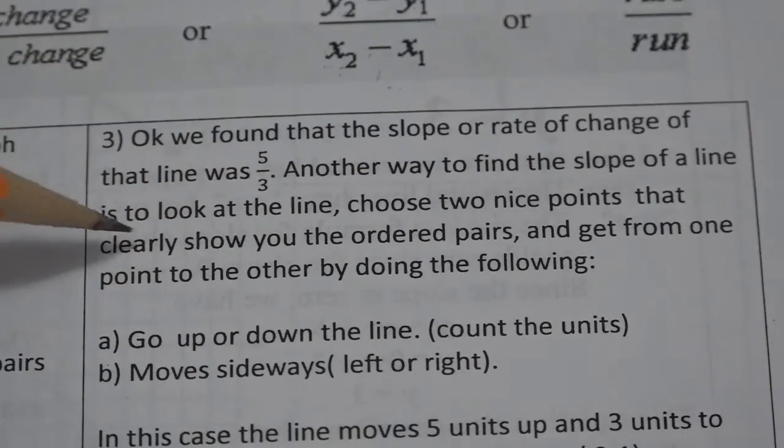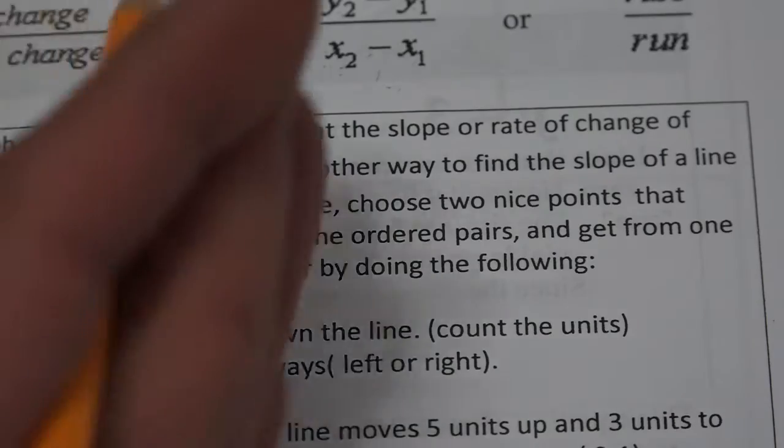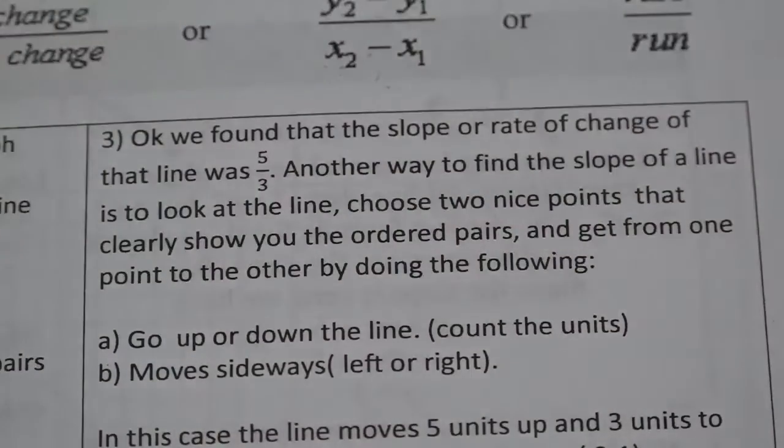Choose 2 nice points that clearly show you the order pairs and get from one point to the other by doing the following, and I just showed you. You go up first and then you go to the right.